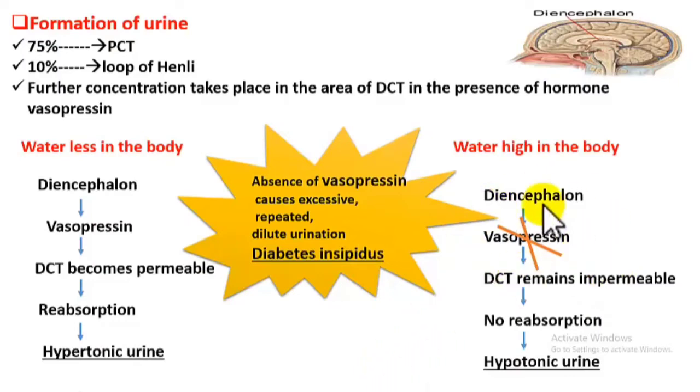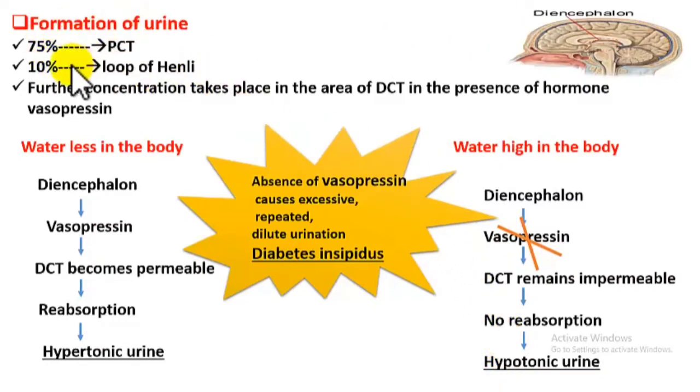Got it? When there is no vasopressin, there is no reabsorption of water, and so we pass dilute urine called hypotonic urine. This type of urine is very common in patients with diabetes insipidus. It's a kind of disease in which the hormone vasopressin is not at all produced. Because of this, they always pass excessive, repeated dilute urine, whether the water level in the body is less or more. Irrespective of the water condition, they always pass dilute urine. Understood, students? So this is about the formation of urine.